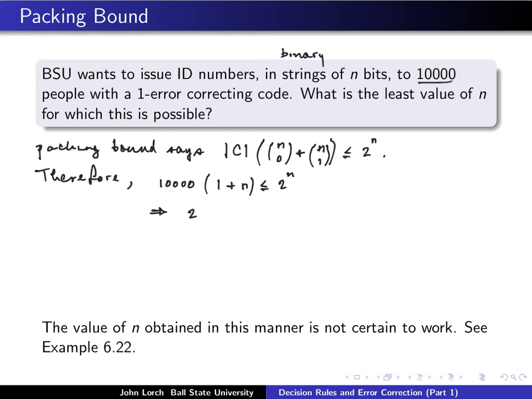Or rather, that 2 to the n over 1 plus n is bigger than or equal to 10,000. And the smallest n that works by inspection is n equaling 18. So we need n to be bigger than or equal to 18. Now, the value of n that we obtain in this manner is not certain to work, because this packing bound may not be achieved. So example 6.22 might be of interest.